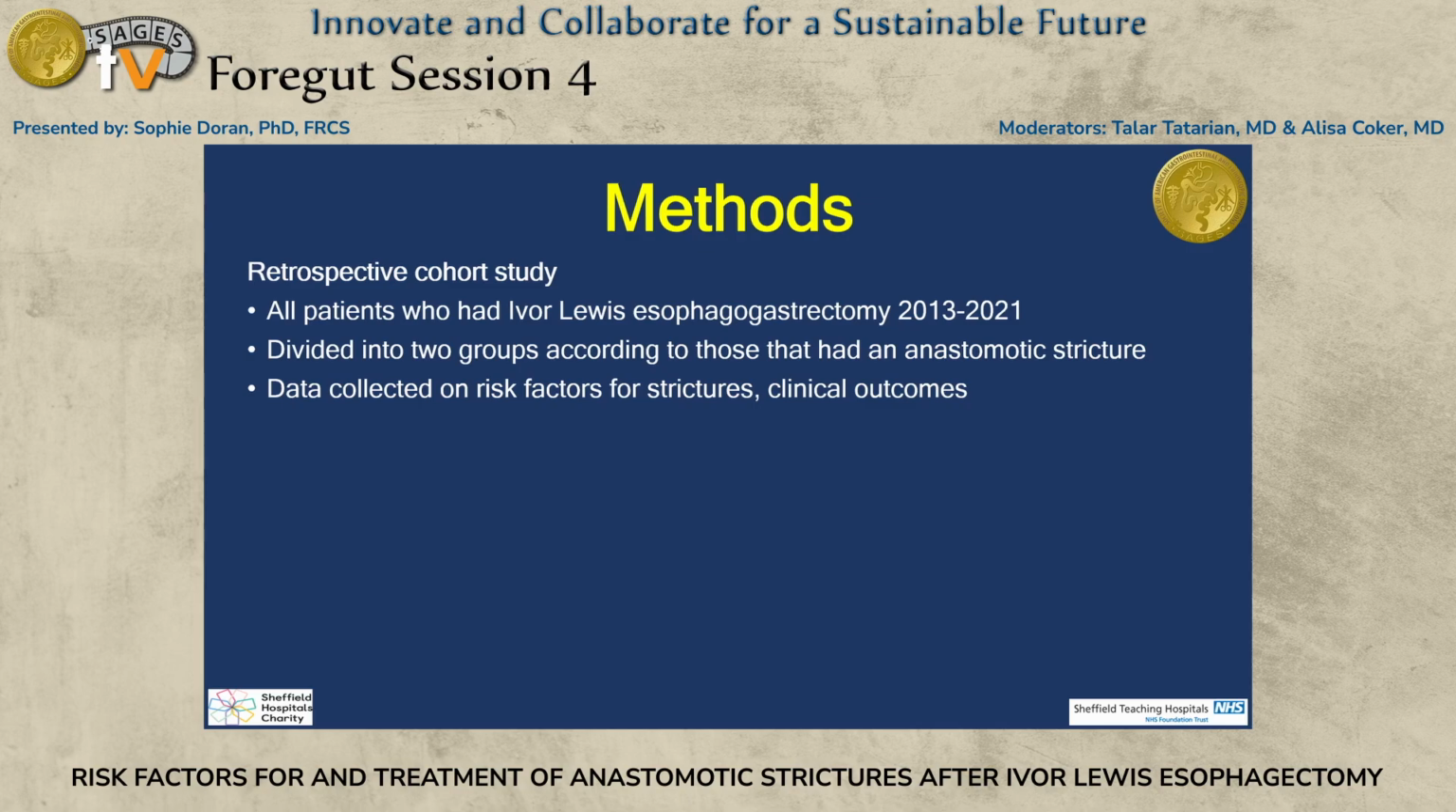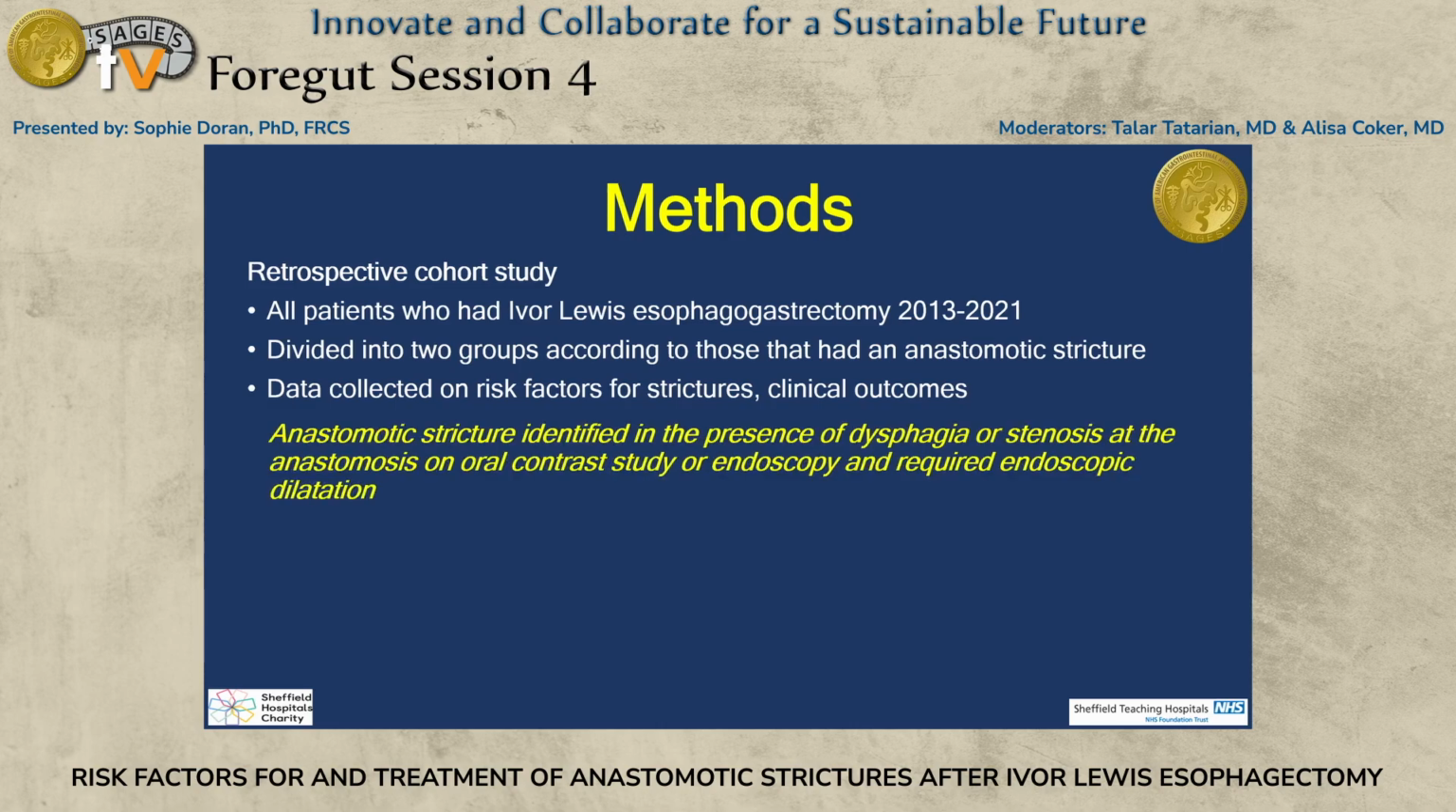For the analysis, we divided our patients into 2 groups according to those who developed an anastomotic stricture and those who didn't. We collected data on what we would consider the demographic risk factors for the development of a stricture, the operative risk factors such as the circular stapler size and the presence or absence of pyloroplasty, and also we collected data on the clinical outcomes.